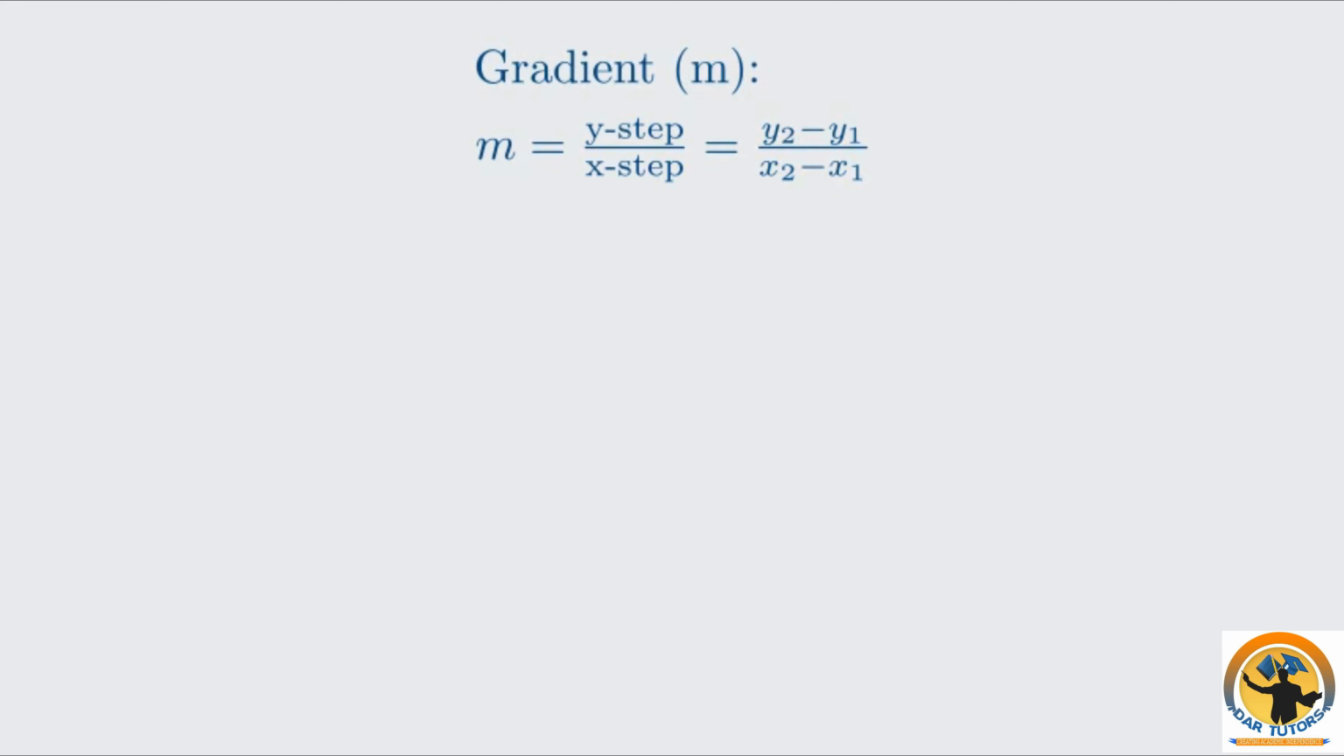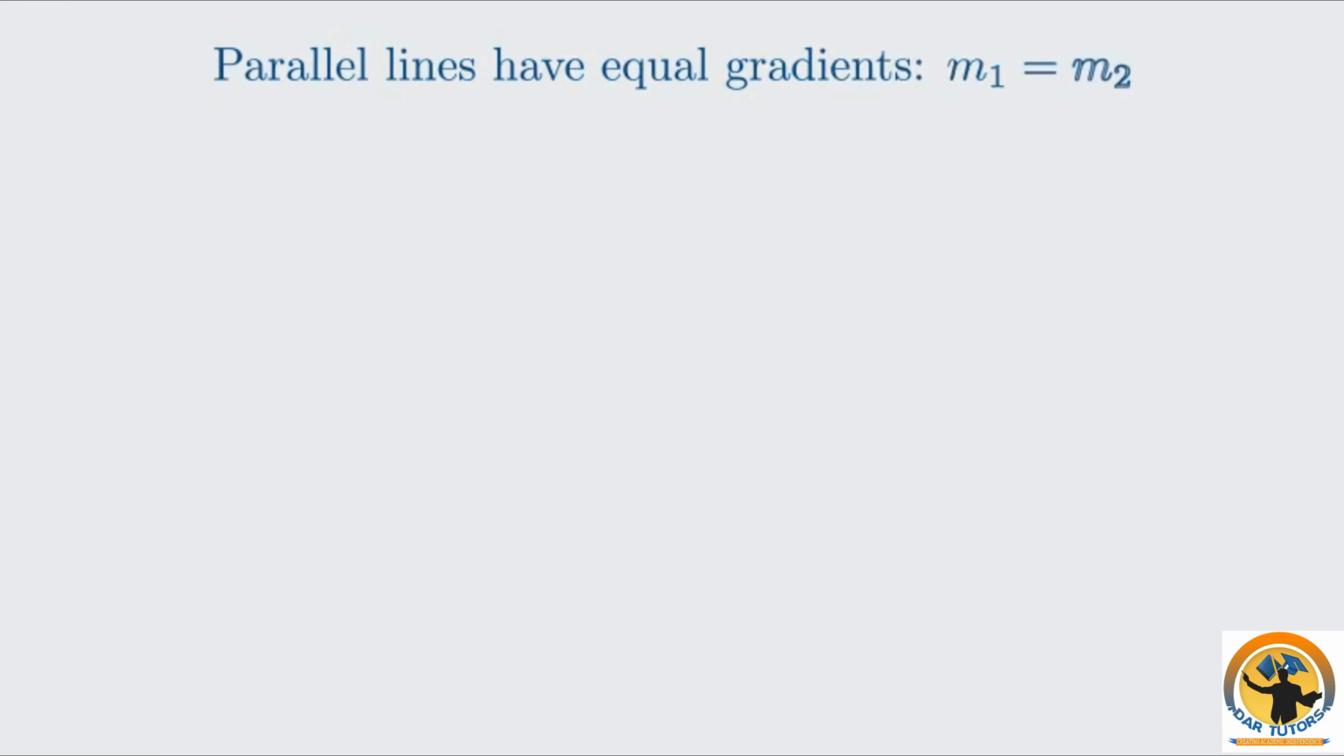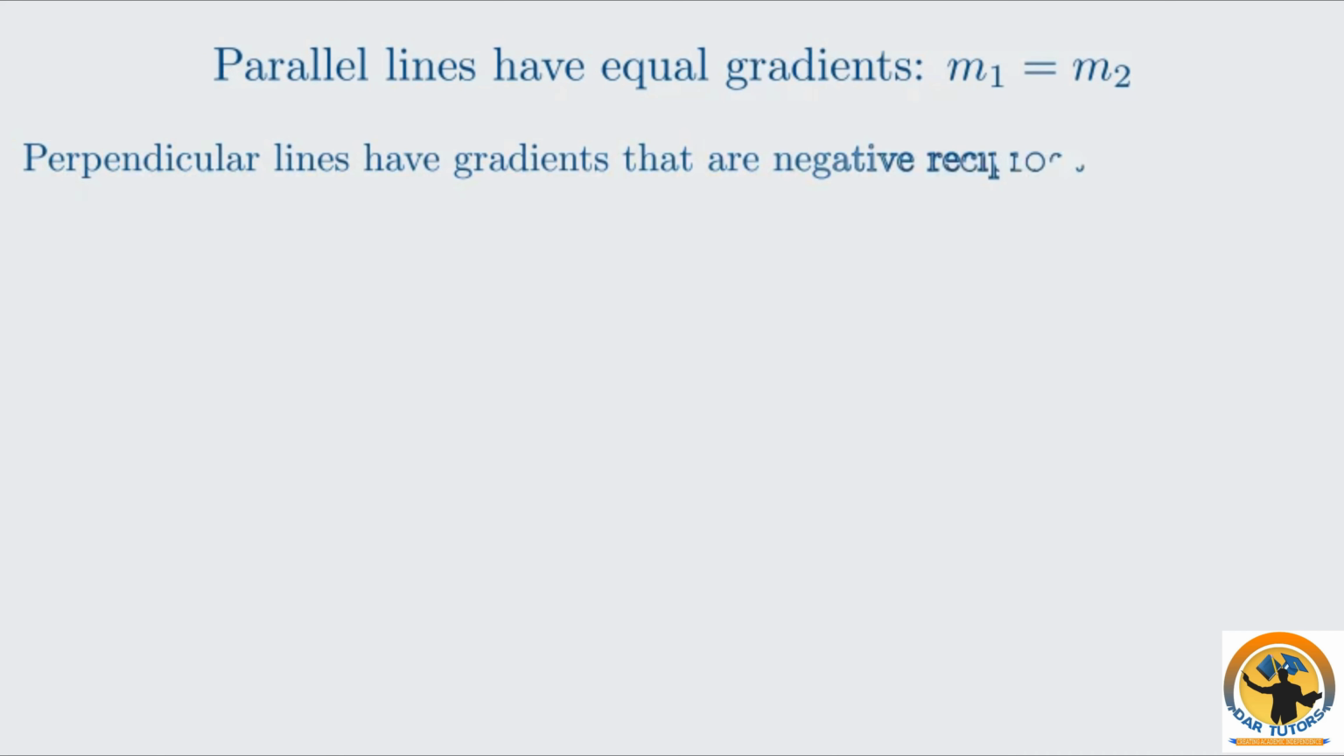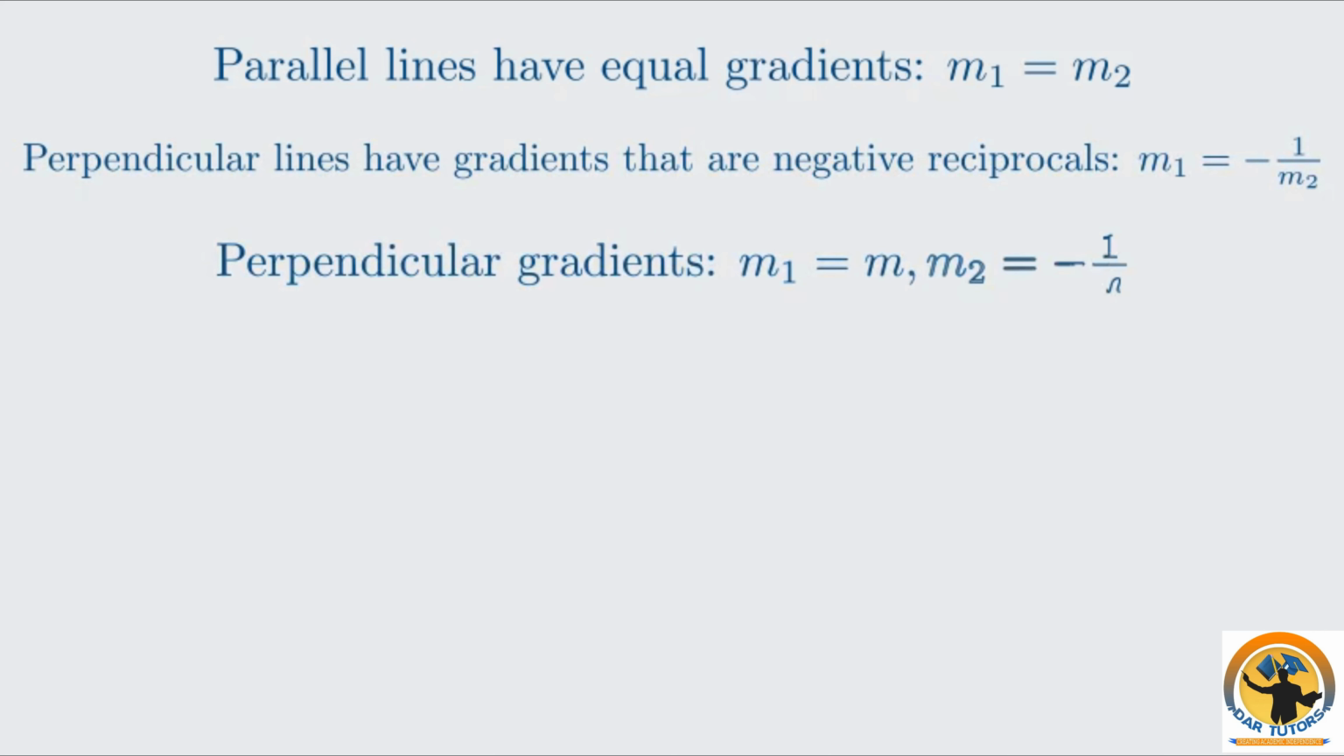Furthermore, there are two key properties for parallel and perpendicular lines. Parallel lines are lines with the exact same gradient. Perpendicular lines intersect at a 90-degree angle, and their gradients are negative reciprocals of each other. This means if one gradient is m, the perpendicular gradient is -1 over m.